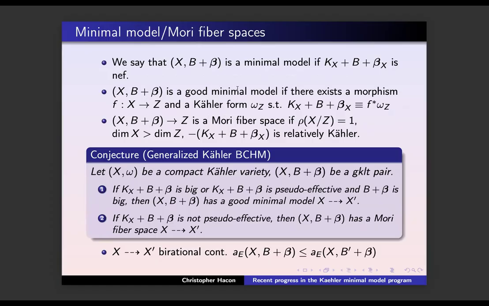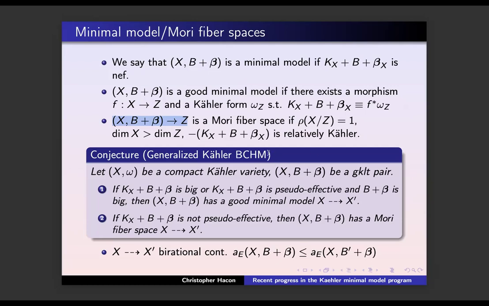And we will say that it is a good minimal model if there exists a morphism from X to some other complex variety Z and a Kähler form on Z such that K_X + B + β_X is the pullback of this Kähler form. Right, so it's very closely analogous to the usual notion of semi-ampleness. And we say that X to Z is a Mori fiber space if, as usual, the relative Picard number is 1, the dimension of X is bigger than the dimension of Z, and minus (K_X + B + β_X) is relatively Kähler.